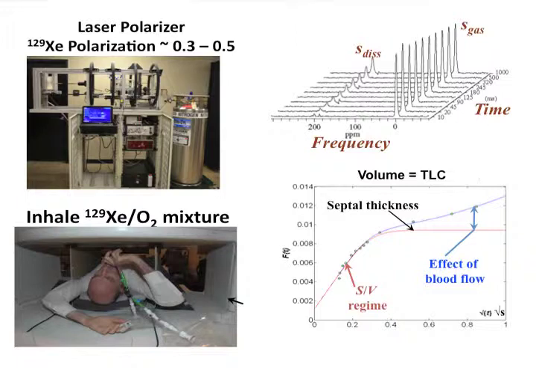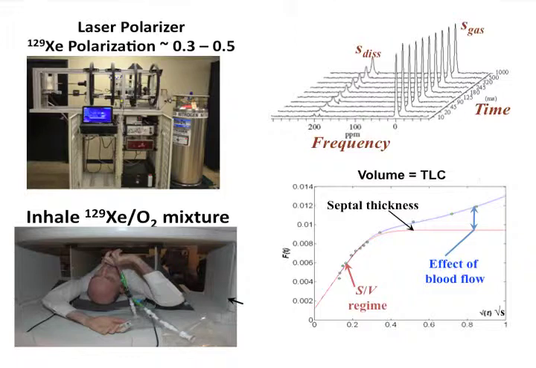And what happens is, here's the xenon septal uptake curve. Here's the gas signal. You can see the signal from the gas as a function of time, and the signal in the dissolved phase is increasing. This increases as a square root of t initially, which you can see on the bottom right here. And this is the septal uptake of xenon. In the beginning part of the curve, the uptake increases diffusively.